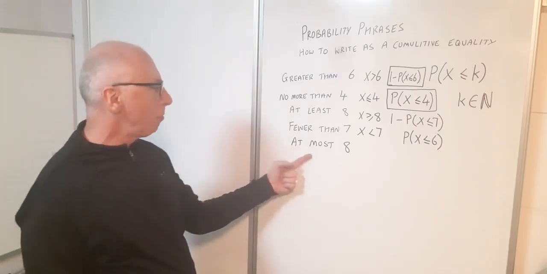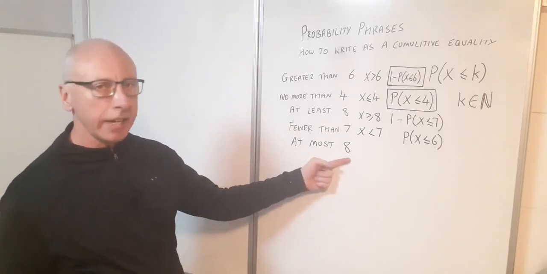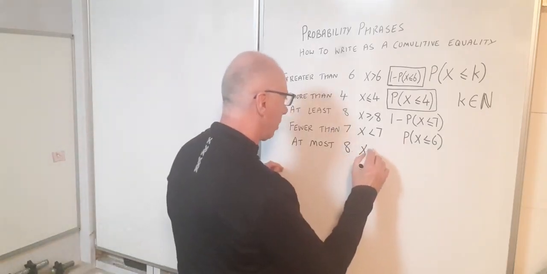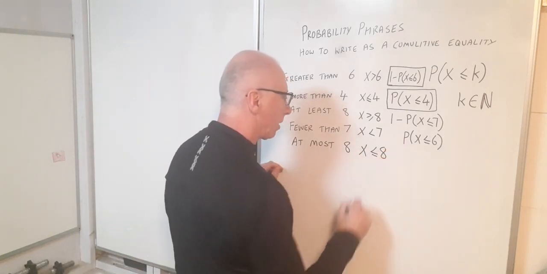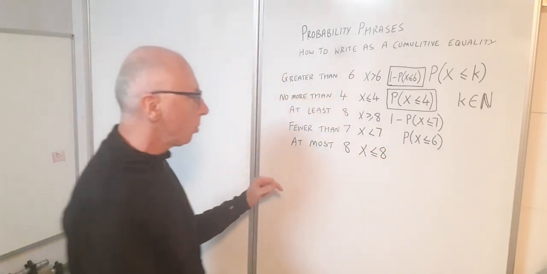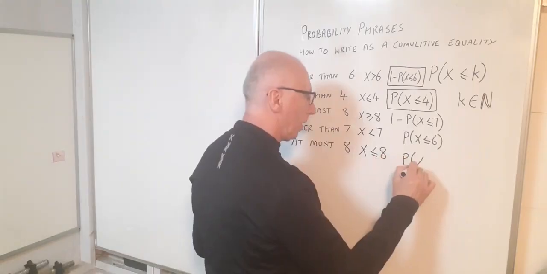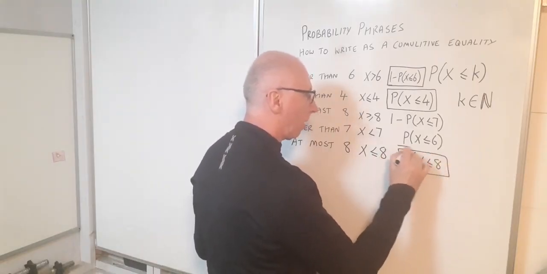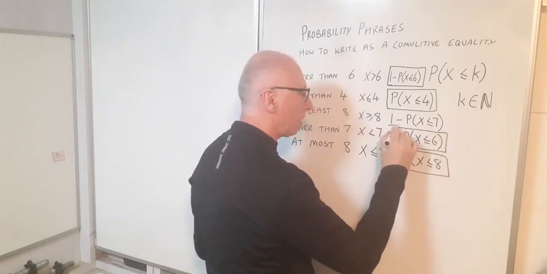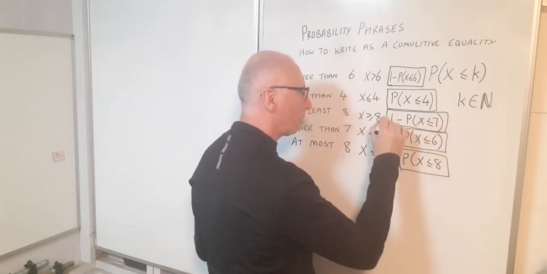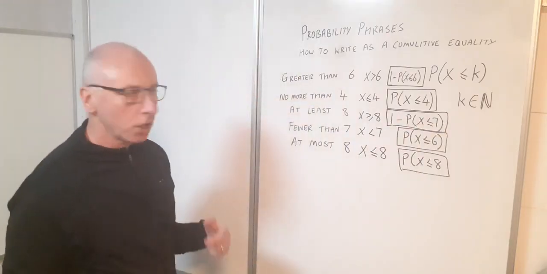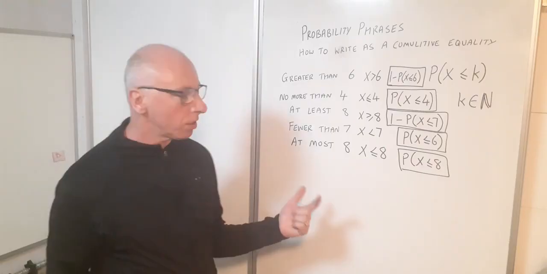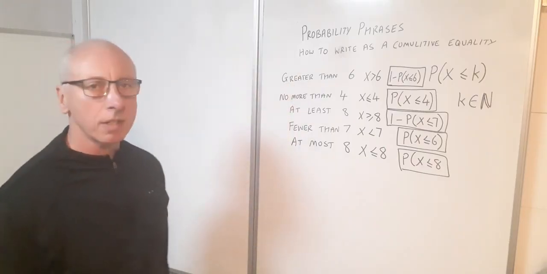And then here at most 8. So here 8 is included, but it's the maximum. So x is less than or equal to 8. So with that one, we could just write the probability of x is less than or equal to 8. And that would take care of that. So this is how I would write, in terms of our inequalities, the cumulative inequality, to help us to get to our answers in probability questions using these 5 phrases. Okay.